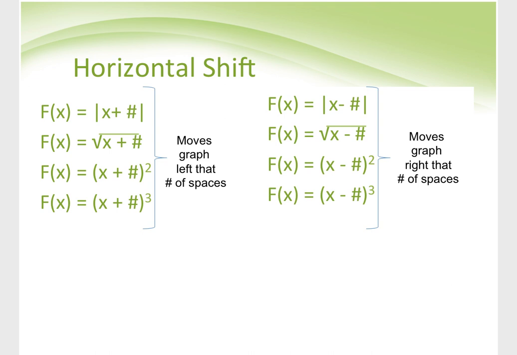All right, next is the horizontal shift. This happens inside the function. So inside the absolute value, inside the square root, inside the parentheses. If it was the reciprocal, it would be inside the denominator. And this is a horizontal shift, but in the opposite direction. So if it says plus something, I move that left. And if it says minus something, I move that right.